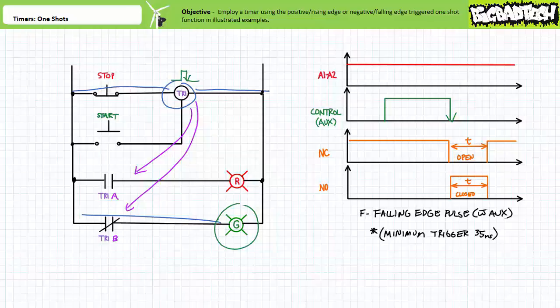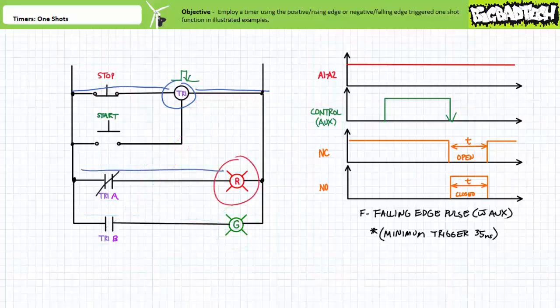After the one-shot delay period of 1, 2, 3, 4, 5 seconds has elapsed, these contacts return to their deactivated states. The TR1A contact recloses and the TR1B contact reopens. The red light turns on and the green light turns off. We've returned to the start state of our system.